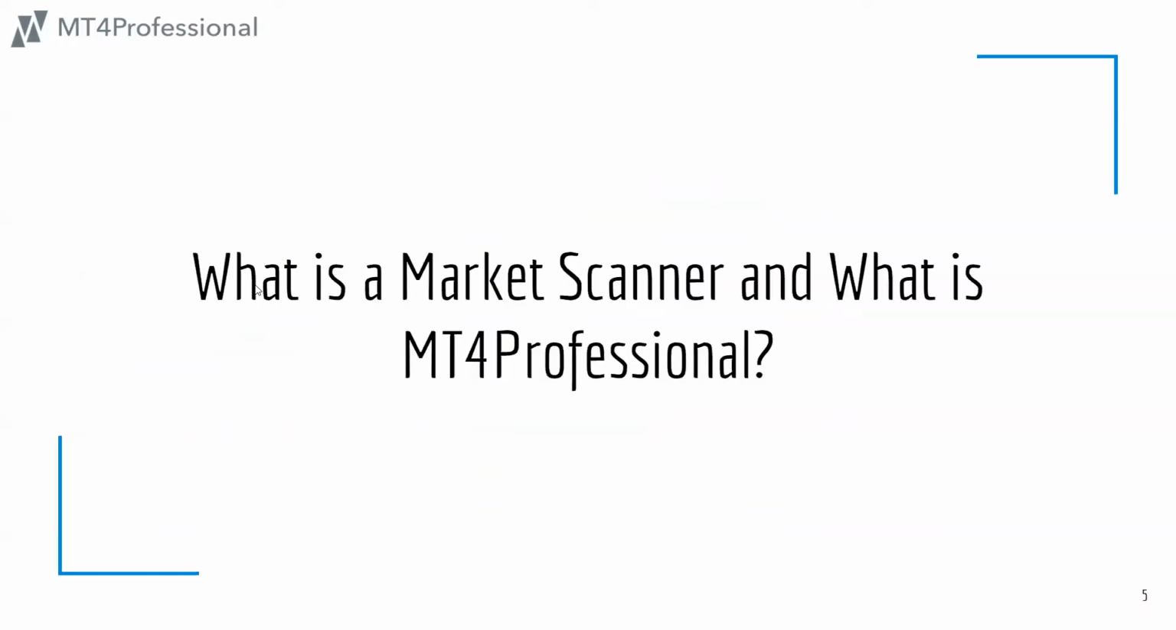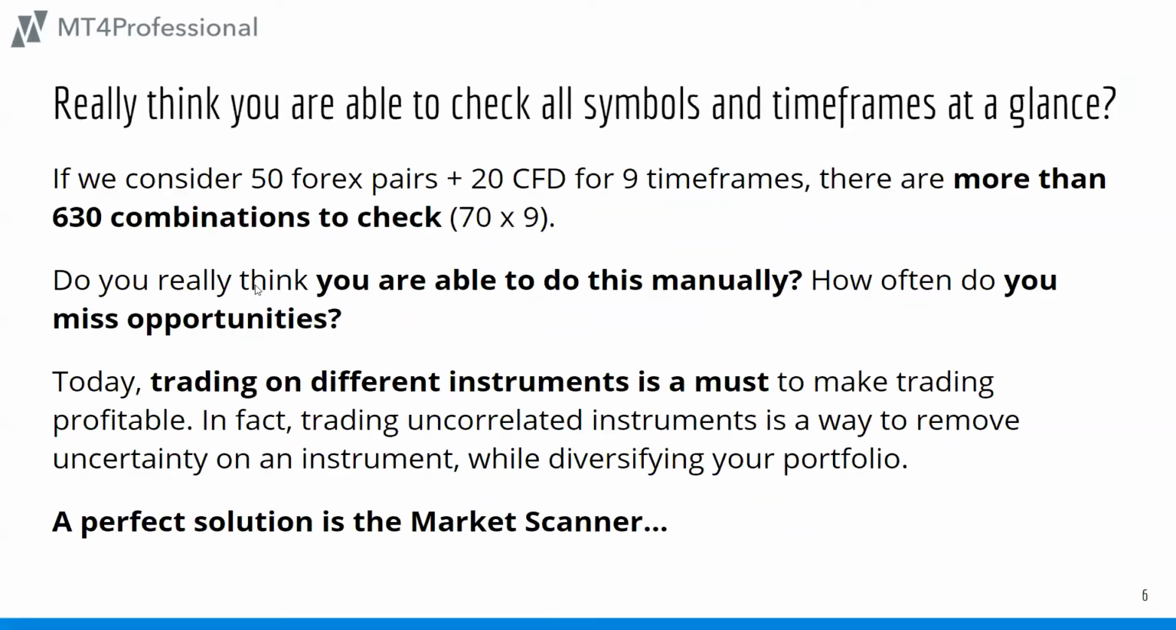So let's get going. So what is a market scanner? What is MT4Professional? If you look at all the symbols and all the opportunities you have available to you right now, there's 50 Forex pairs, 20 CFD units, and 9 different time frames. And that's just on MT4. There are a lot more on MT5. That's more than 630 different combinations. So do you really think that you're able to do this manually? Go through all 630 combinations and pairs to look for trade opportunities. Do you think that you might be missing a few of those? I think you might. We were all the time.